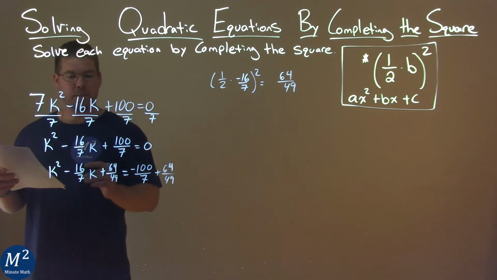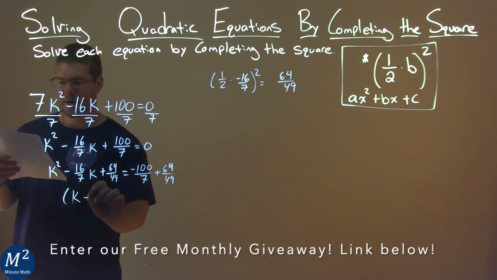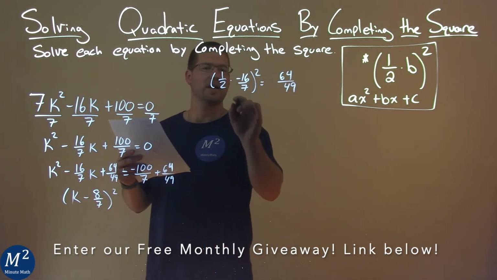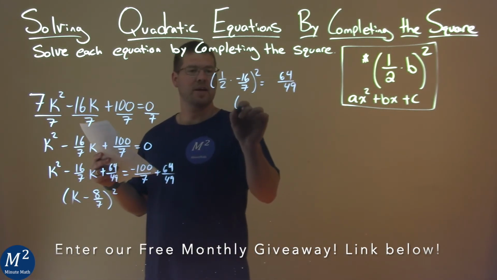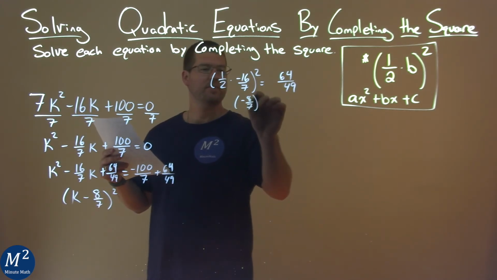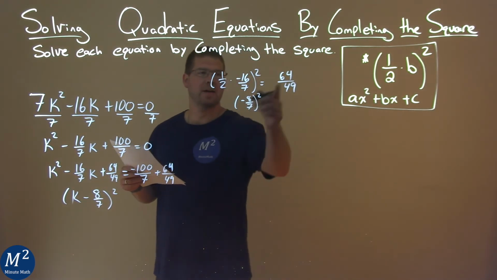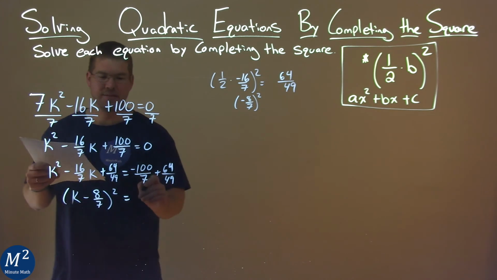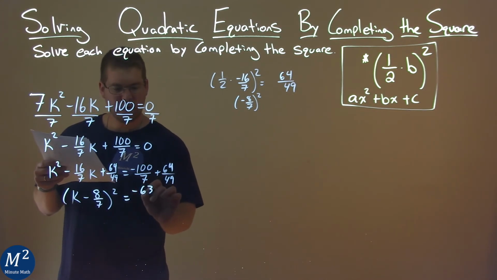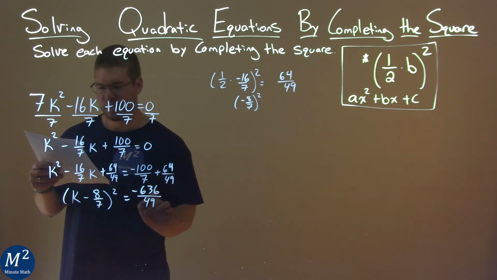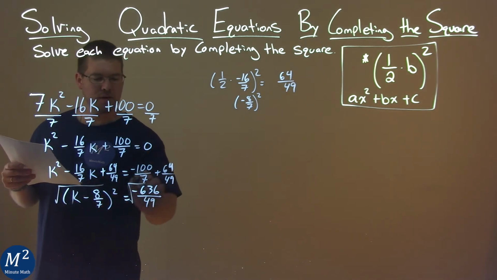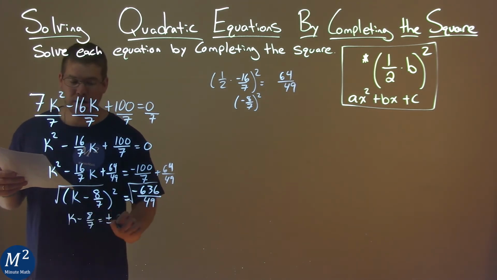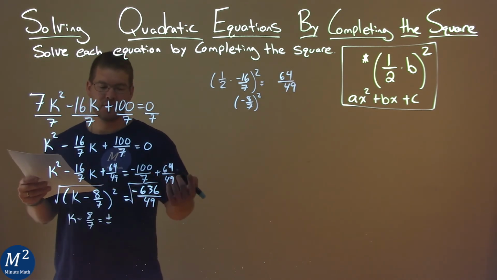Now the left-hand side is a perfect square. That is k minus 8/7 squared. And that 8/7 is what 1/2 times negative 16/7 is, that negative 8/7 here squared, just so you can kind of see that. And then that gets us to 64 over 49. And that's equal to, adding the right-hand side, comes a pretty big fraction, negative 636 over 49. I now have to take the square root of both sides of the equation, and I'm left with k minus 8/7 equals plus or minus the square root of negative 636 over 49.